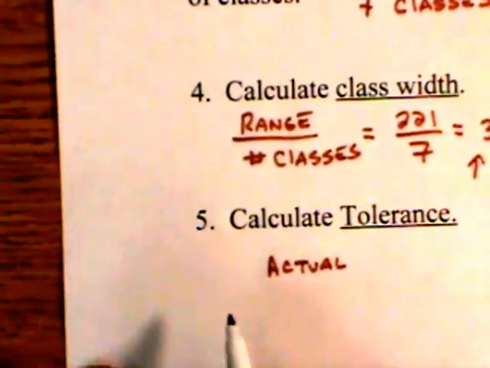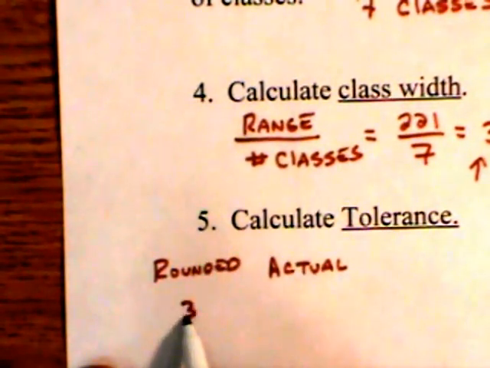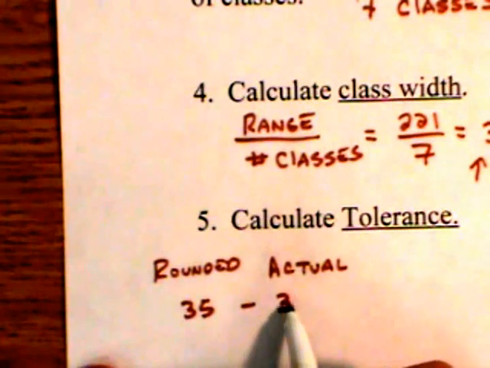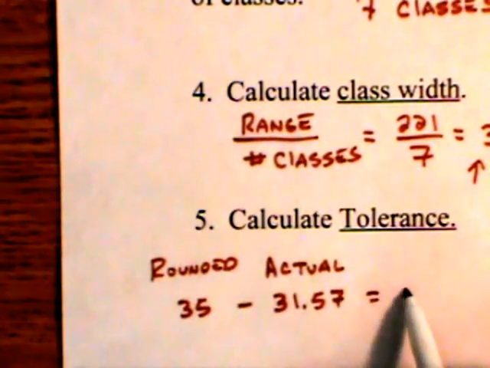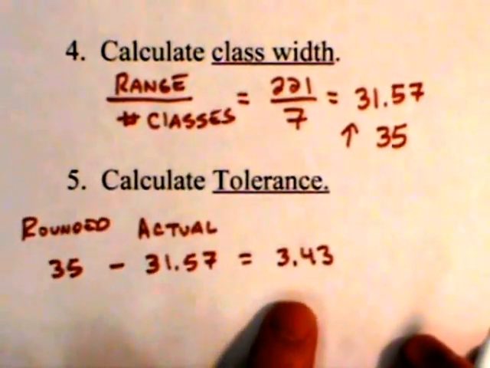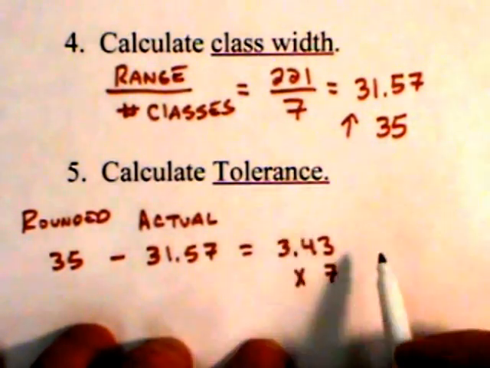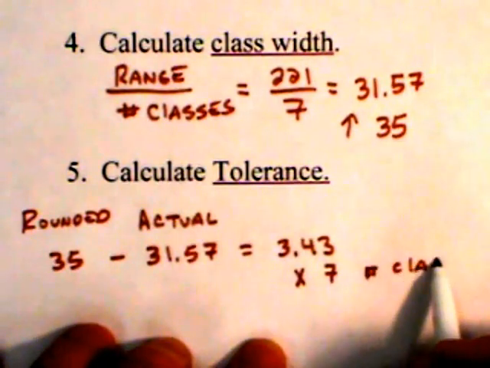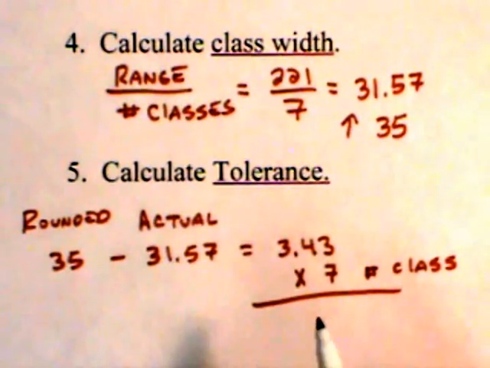I'm going to have to scoot this over here just a little bit. Rounded. In this example, I could take 35 and subtract the 31.57. When I do that, I get 3.43. That 3.43 is how much tolerance will be created in each of the classes. And so I'm going to multiply by the number of classes and get a result of 24.01.